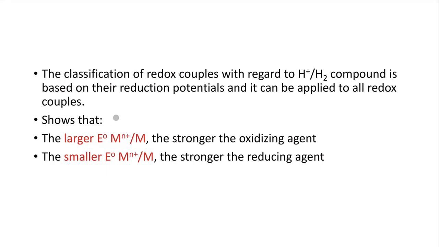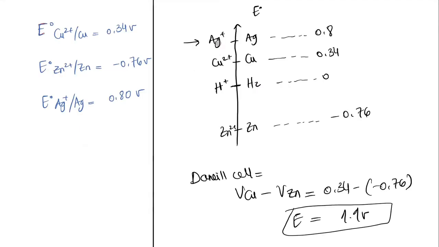Now I want to talk about this idea: the larger E, the reduction potential, means the stronger oxidizing agent, and the smaller E means the stronger reducing agent. As you can see, as we rise, we have a stronger oxidizing power.